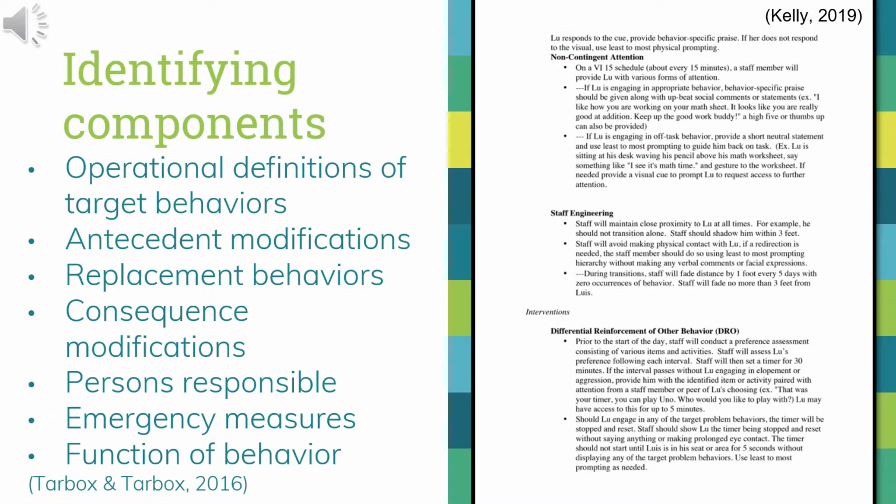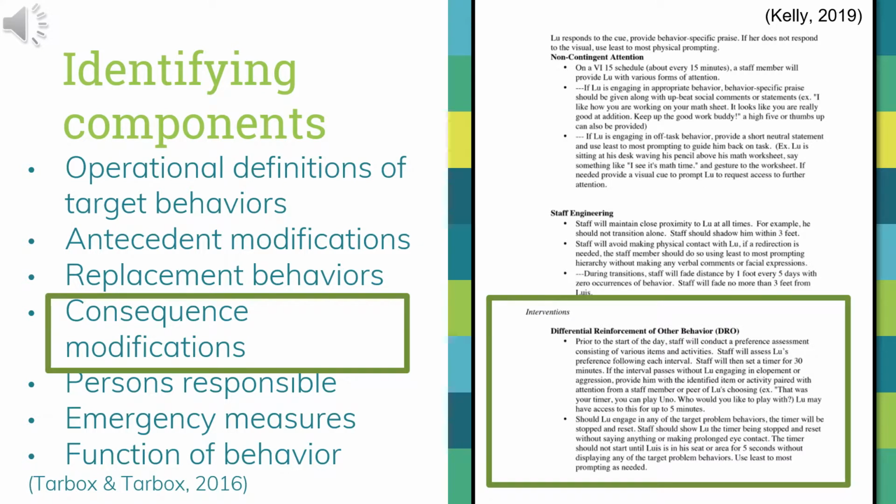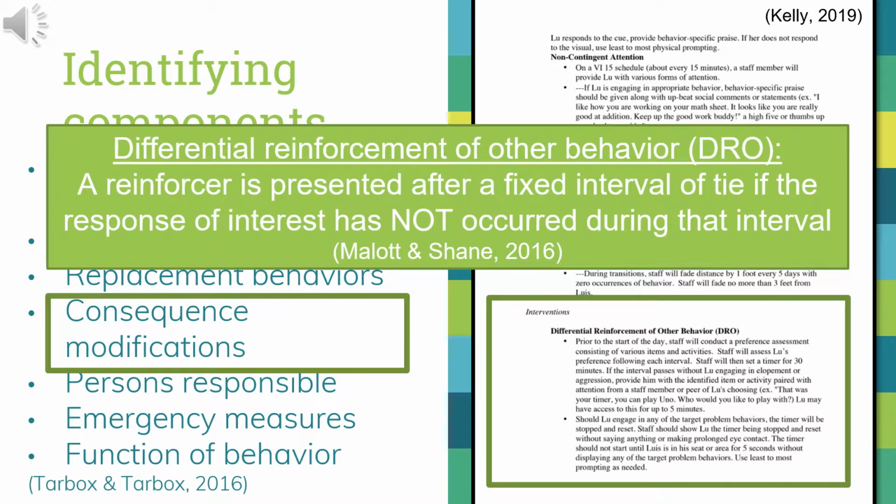Next, we will be covering consequence modifications. This is listed under the heading of strategies and then more specifically covered under interventions. Consequence modifications are changes to what occurs after the target behavior occurs. It is a reactive strategy. The strategy they have listed for this behavior reduction plan is to use differential reinforcement of other behavior. This is defined by Malott and Shane as a reinforcer is presented after a fixed interval of time if the response of interest has not occurred during that interval.